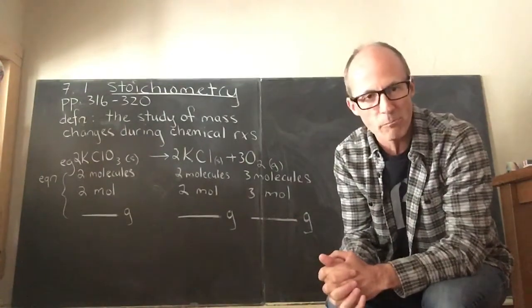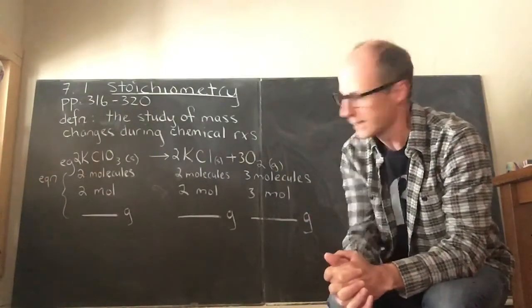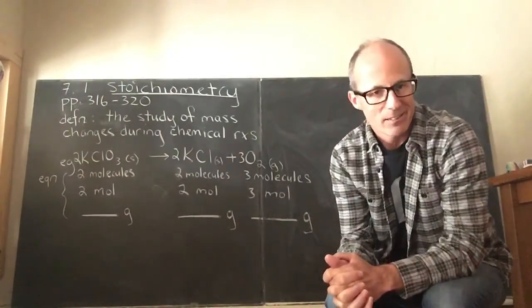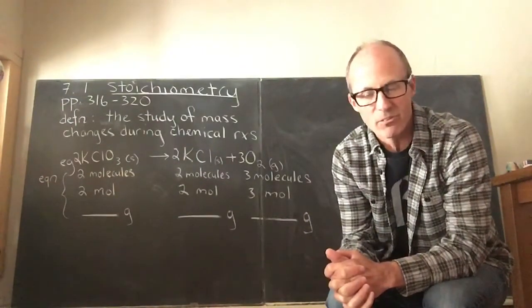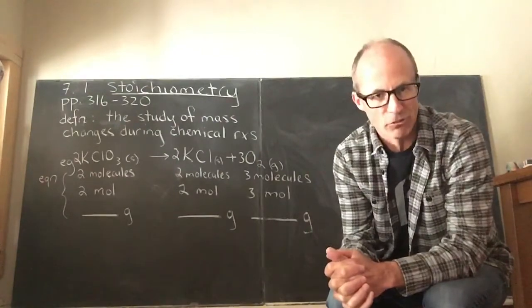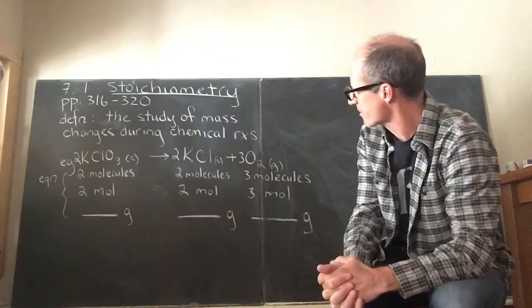So the most important part of this unit actually is called stoichiometry. And that's a big word. That's a long word for basically the study of chemical reactions in terms of mass changes. And you can see it's on page 316 to 320 of our text.